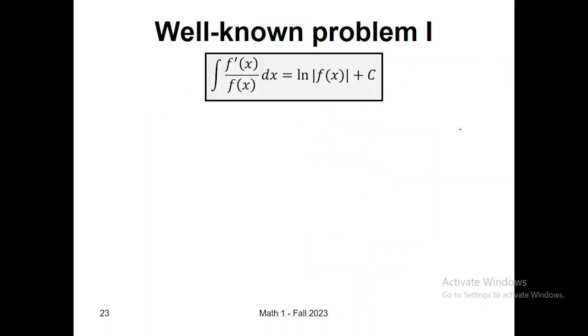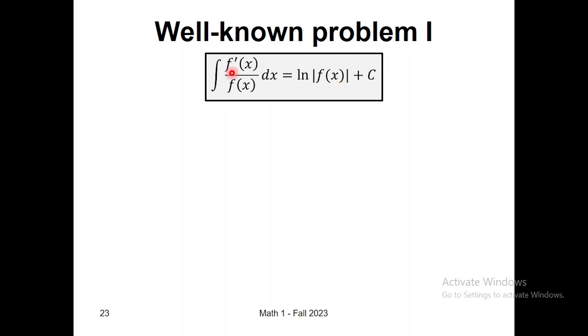Based on this second generalization rule, we have very important well-known problems. We have two well-known problems. The first one says that if you want to integrate some fraction, and in the numerator we have some function, and in the denominator we have another function, but they are related. Actually, the function in the numerator is the derivative of the function in the denominator. The rule says that the integration will be actually ln of the function in the denominator. If you have to integrate f prime over f, the result will be ln f of x.